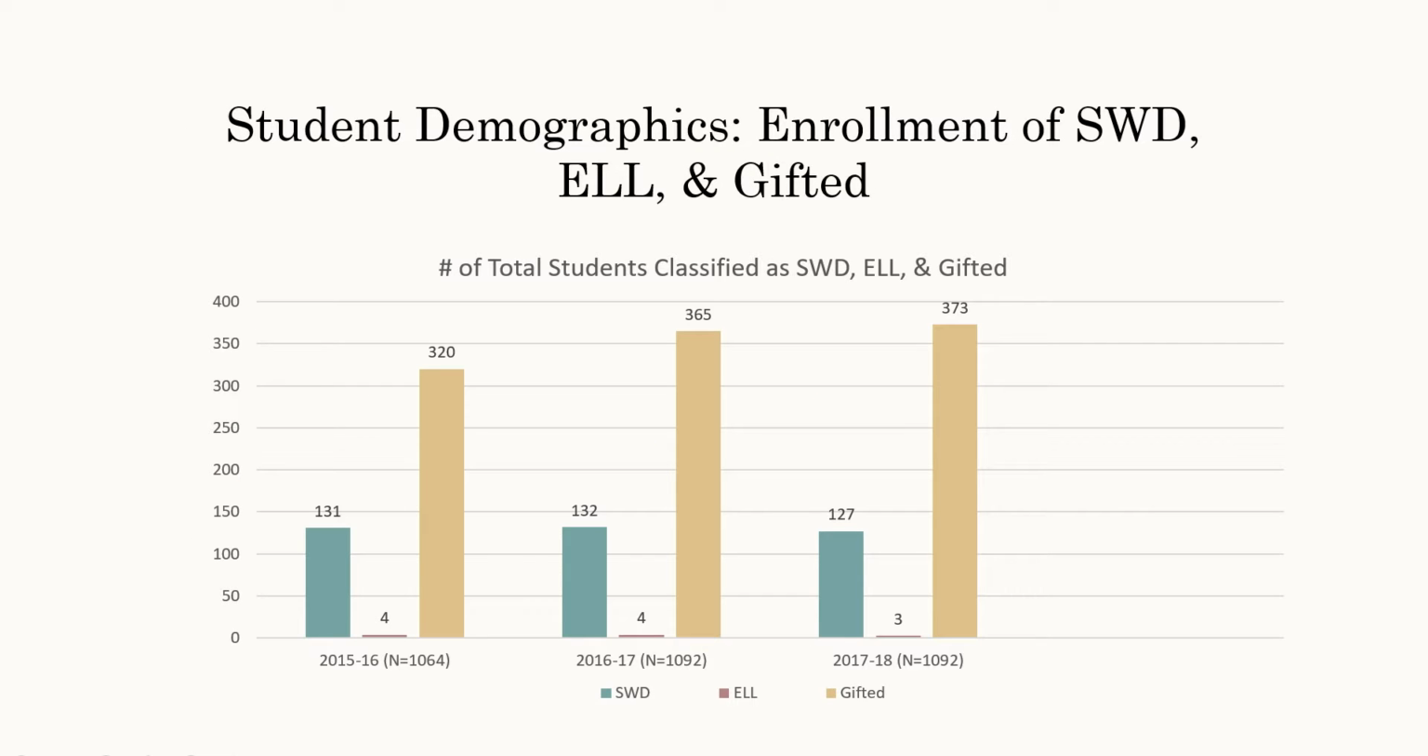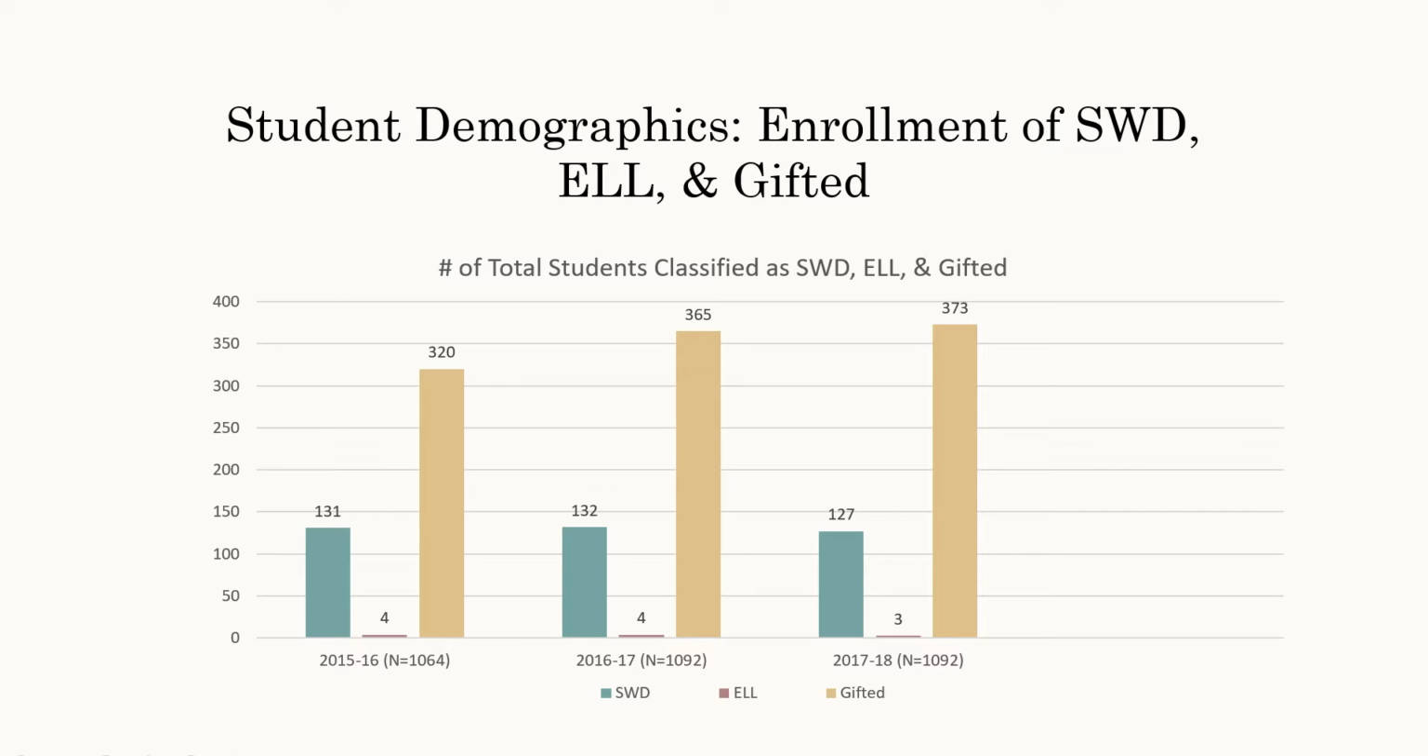Students with disabilities, our ELL learners and our gifted learners. Definitely, we have a huge number of gifted students, with 320 in 2015, an increase to 365 in the 2017 school year, and then 373. So we are definitely seeing an increase in that, and that's definitely what we want to do.